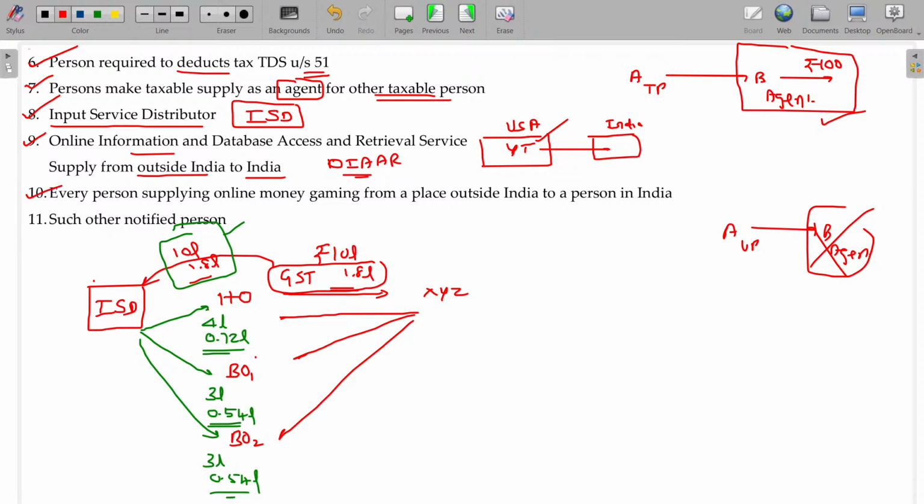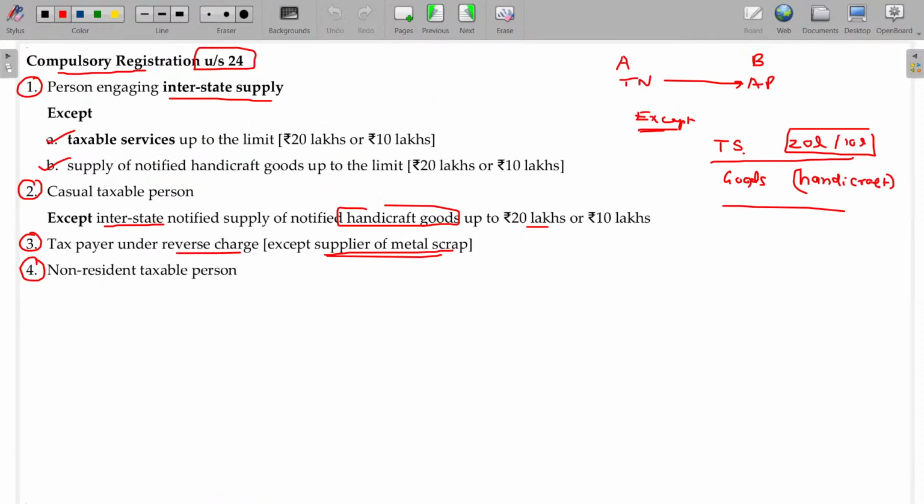And 10th one being every person supplying online gaming, online money gaming, the same like from USA, rummycircle.com and all, you might have seen, right? So online money gaming from a place outside India to a person in India, whether the transaction is limited within 10 lakhs or 5 lakhs doesn't matter, compulsorily they have to register. And such other notified persons also, where now and then if government notifies some persons, they should also be falling under compulsory registration, the last one.